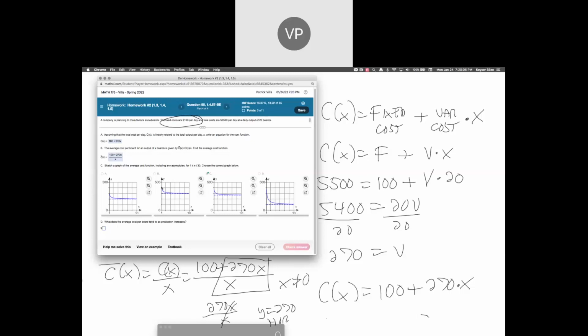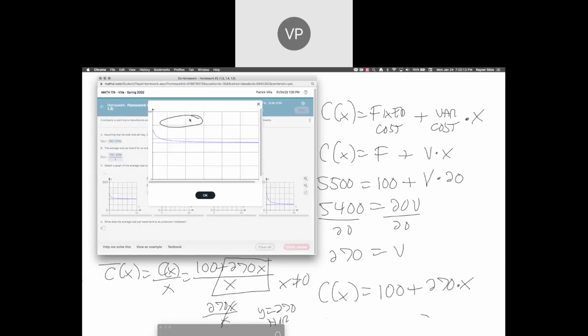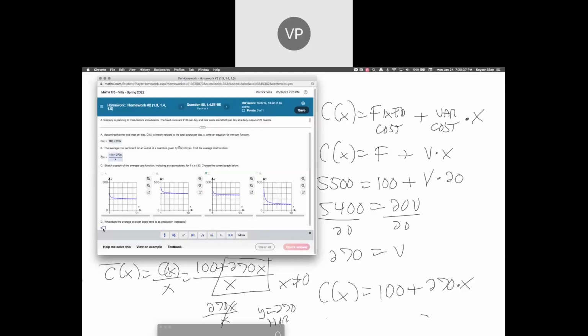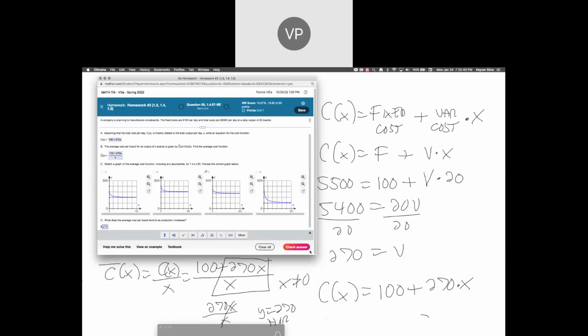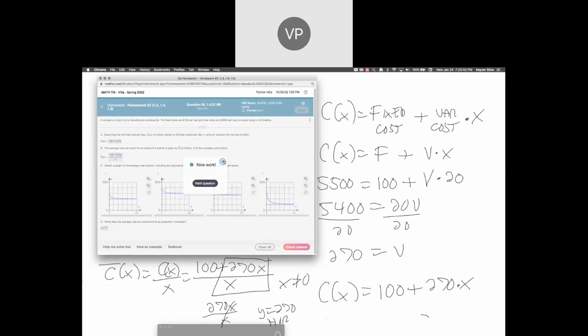And the last part: what does the average cost per board tend to be as production increases? Remember, this is the average cost per board. Now let's pull this up. This is our proper graph, the exact graph of the average cost. And it makes sense. When you only make 1 or 2, it's pretty expensive. This is true of any business, but as you start mass producing, your cost goes down because it absorbs those fixed costs. The more and more you make, the less it becomes, but it's never going to get lower than this asymptote, and that asymptote is your 270. That's what your cost becomes over time. And that's what we have.